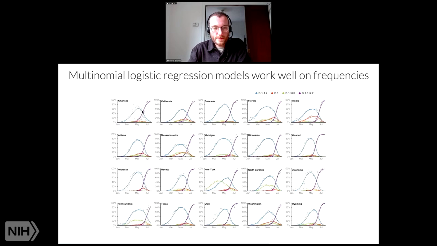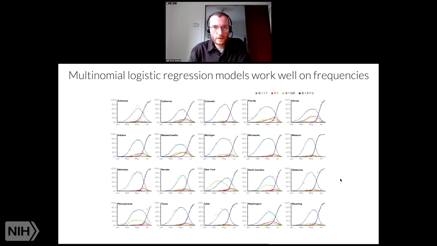Blue here is Pango lineage B.1.1.7, our alpha variant. Purple here is Pango lineage B.1.617.2, or delta variant. And we can see that generally across different states in the US, where since around January, February we have quite good genomic surveillance, these waves of B.1.1.7 or alpha increase pretty rapidly, but then they all seem to be displaced by delta. Where delta emerges, it quickly goes to 100% and pushes down other things.